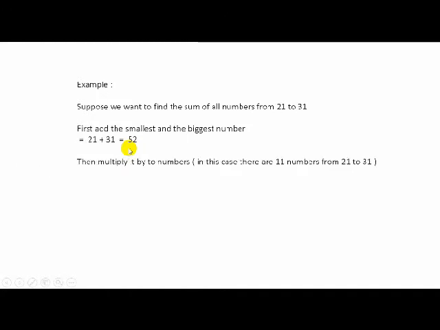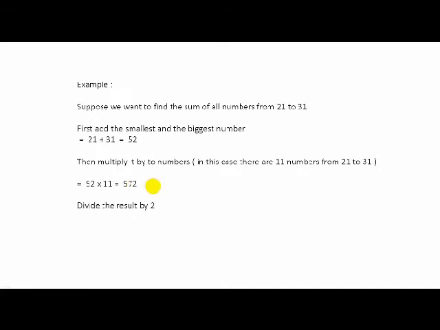Friends, then multiply it by the total numbers. That is, from 21 to 31 there are 11 numbers. So 52 is to be multiplied by 11. And therefore 52 multiplied by 11 is equal to 572.